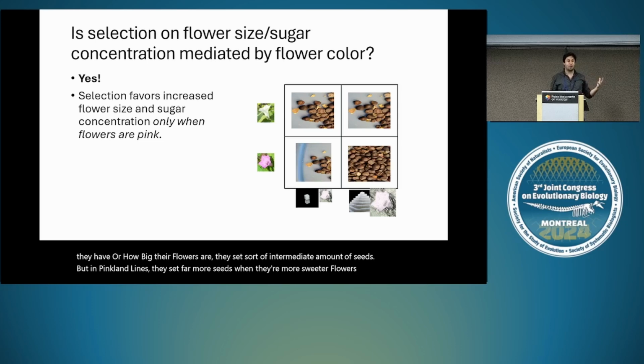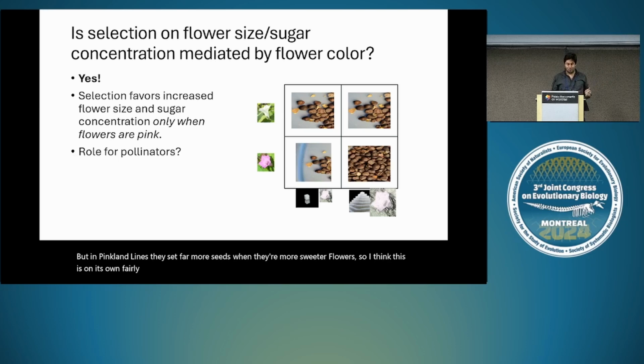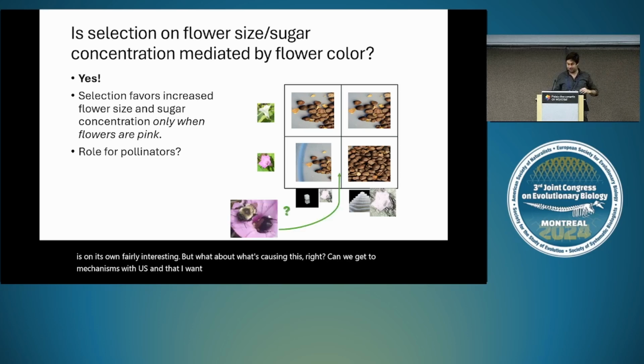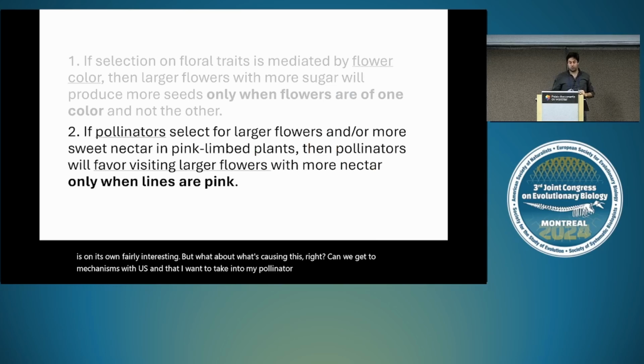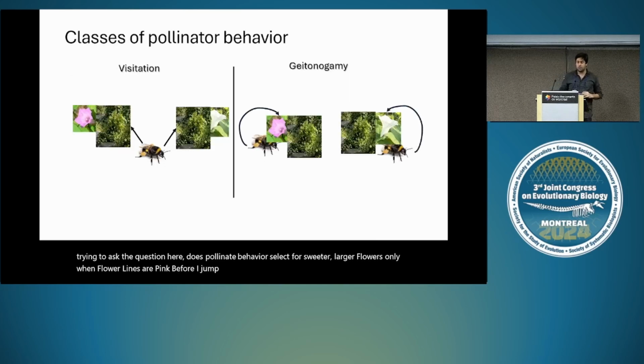So I think this is on its own fairly interesting, but what about what's causing this, right? Can we get to mechanisms with this? And for that, I want to dig into my pollinator data. I'm really just trying to ask the question here: does pollinator behavior select for sweeter, larger flowers only when flower lines are pink? Before I jump into that, I'm going to review the different types of pollinator behavior that I'm going to be focusing on for this talk.